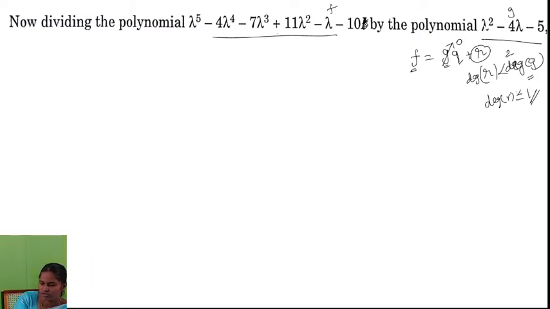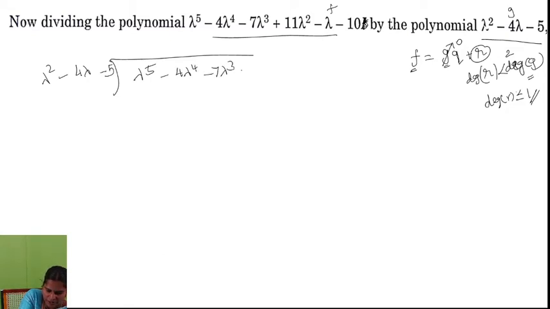Okay, let's start to divide the polynomial F by G. G means we have to write G outside. What is G here? Lambda squared minus 4 lambda minus 5. Here, lambda power 5 minus 4 lambda power 4 minus 7 lambda cubed plus 11 lambda squared minus lambda minus 10. I think all of you are familiar with division of polynomials.